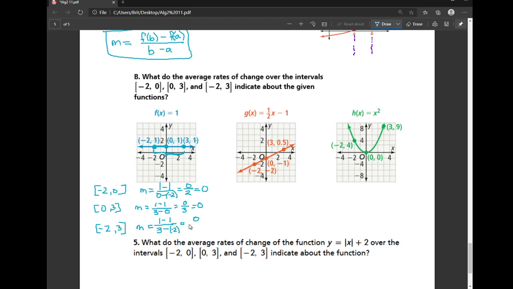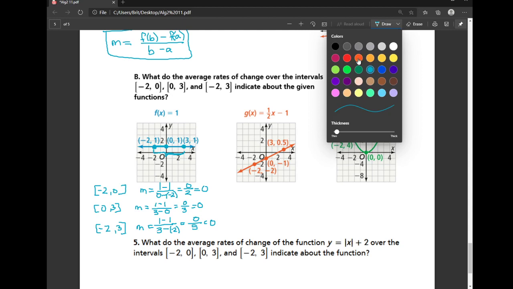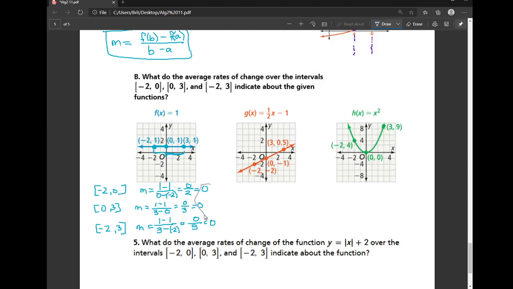1 minus 1 is 0. 3 minus -2 is 5. So my slope here is 0. So the biggest thing that we're looking for here is for these matching values. Because our slopes across all these intervals were the same slope, this is telling us that the function is linear. Okay? So this one is a linear function.